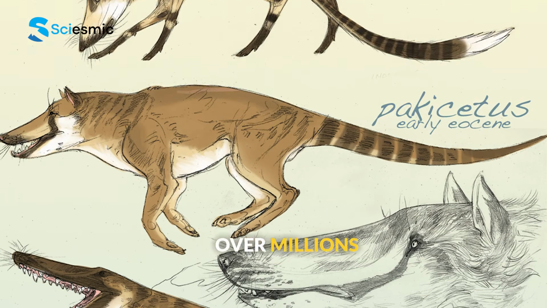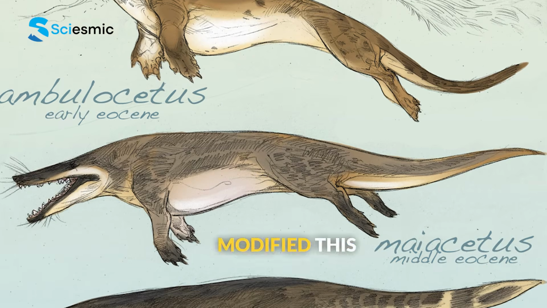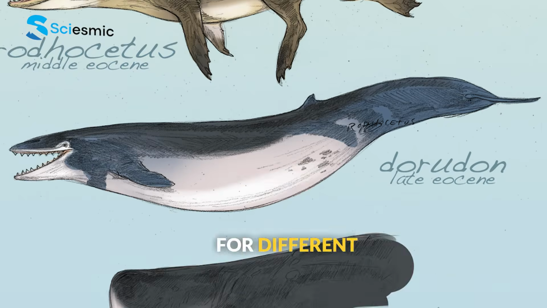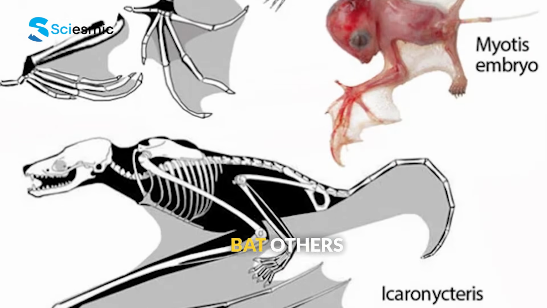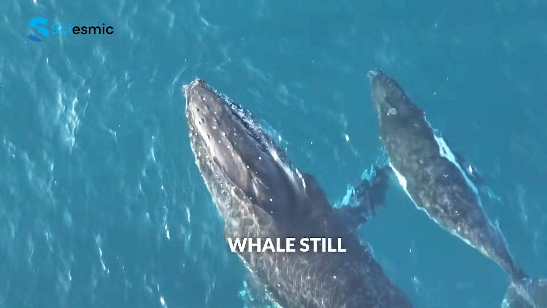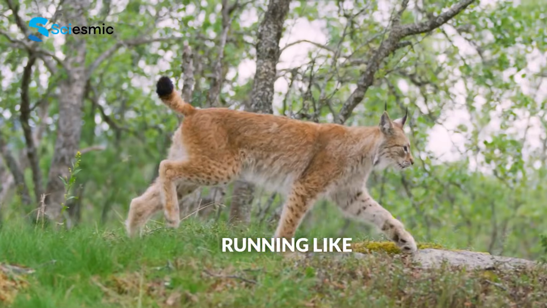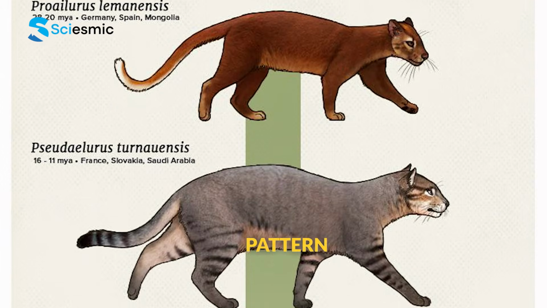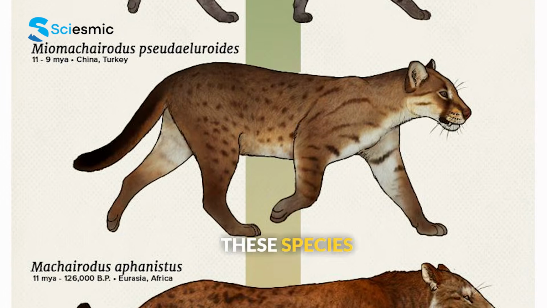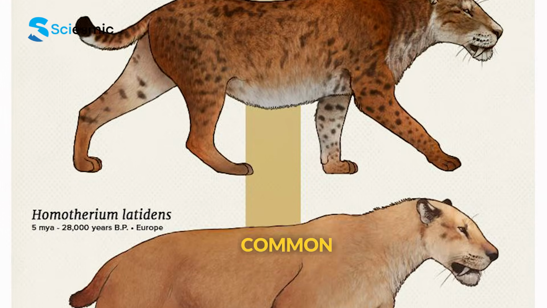Now, over millions of years, natural selection modified this ancestral limb pattern for different purposes. Some lineages elongated certain bones for flight, like the bat. Others shortened them for swimming, like the whale. Still others strengthened them for running, like maybe you or even a cat. But the underlying pattern remained because all these species inherited it from that common ancestor.